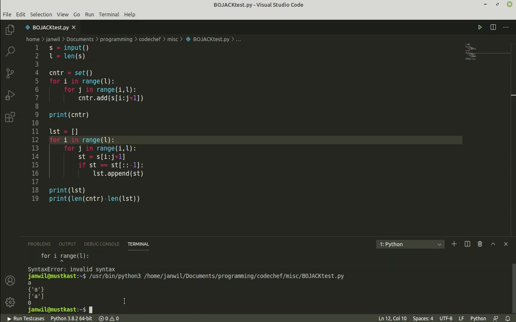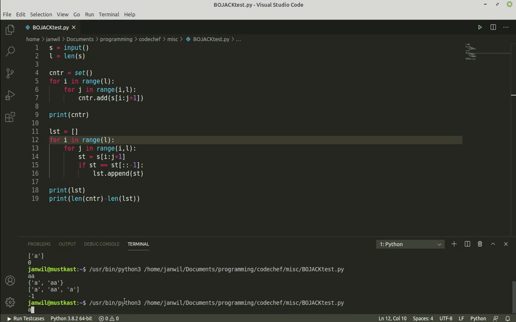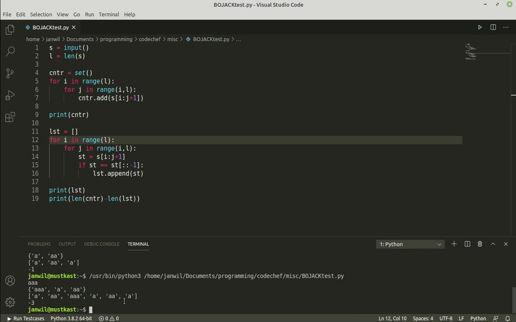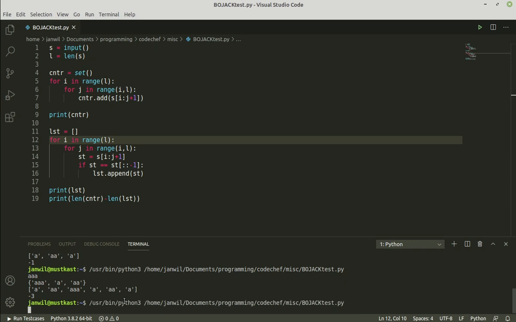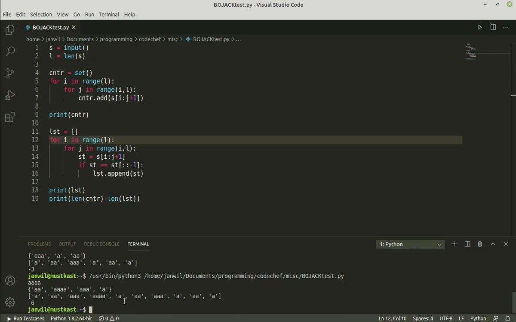So let's see what happens with A. So there is one substring. It's also palindromic, so the difference is 0. But what happens if we input AA? So this difference turns out to be -1. If we have AAA, then it's -3. If it's AAAA, it's -6, and so on. So these seem to be negative triangular numbers.